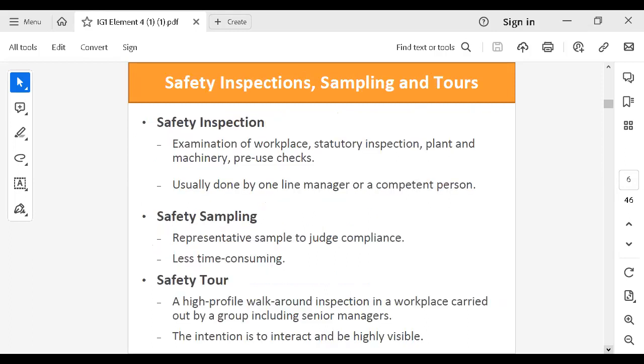Safety inspection, sampling and tours. In safety inspection, we will examine the workplace. Statutory inspection of plant and machineries. Pre-use checks, usually done by the line manager or a competent person.